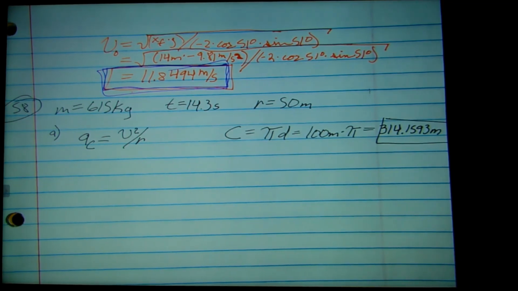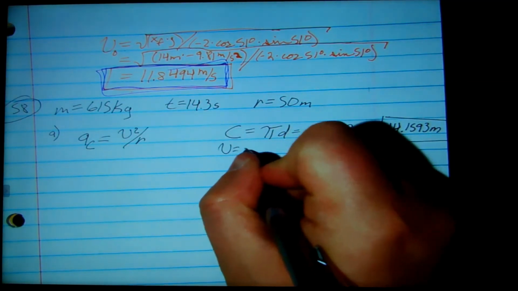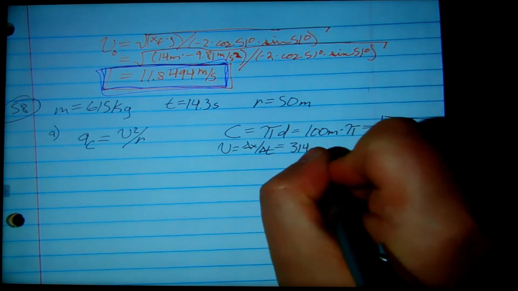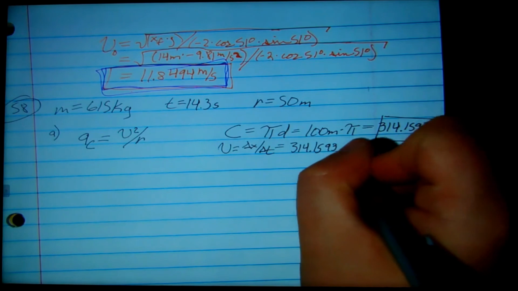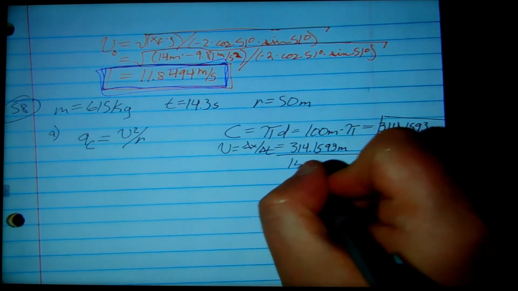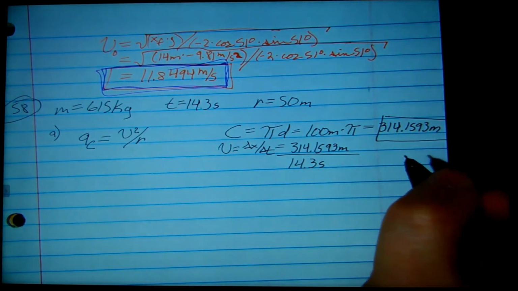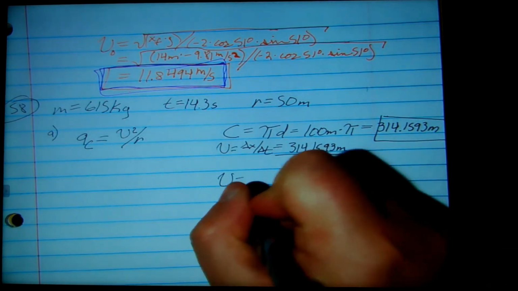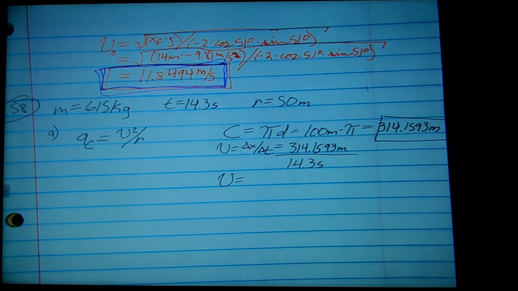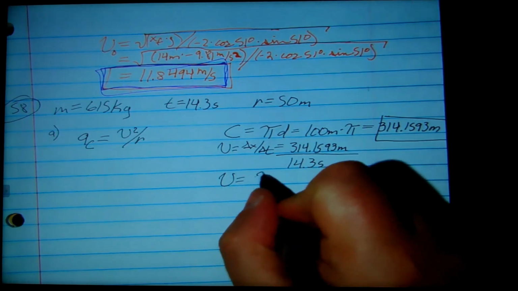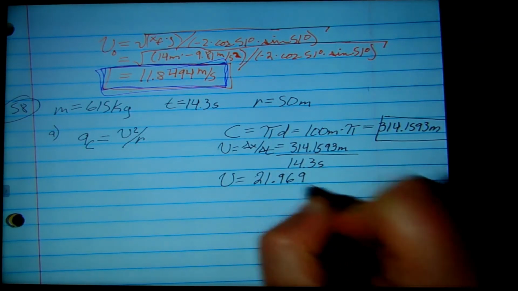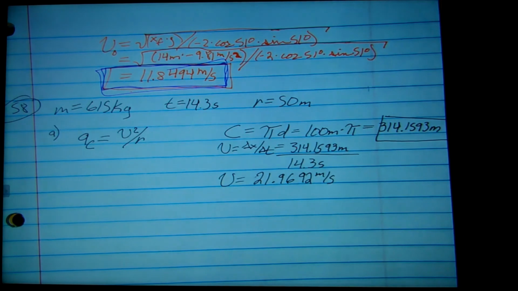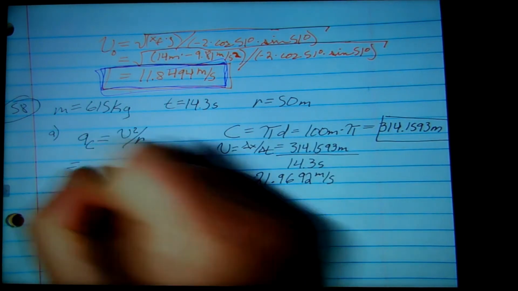So there's the circumference, and now we need to find velocity. Velocity is equal to the change in position over the change in time. The change in position we just found, 314.1593 meters, divided by the change in time, 14.3 seconds. So velocity is equal to 21.9692 meters per second.